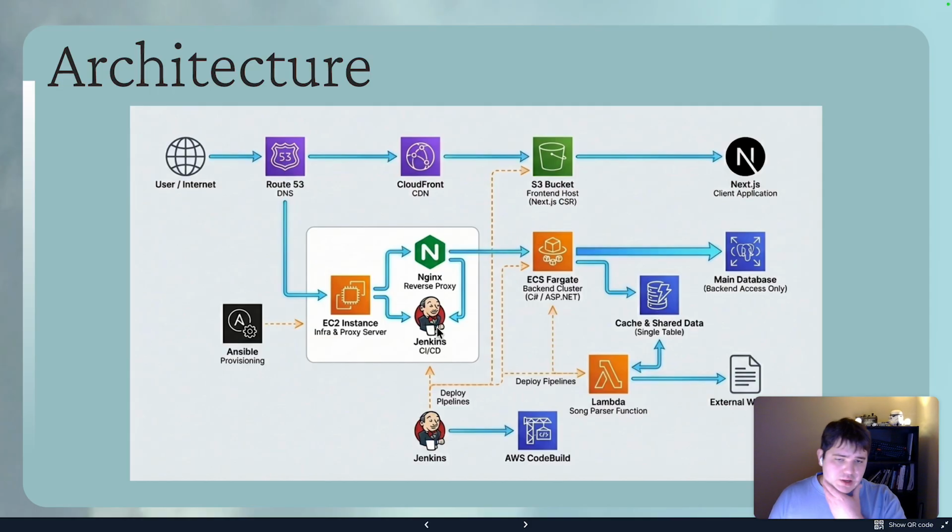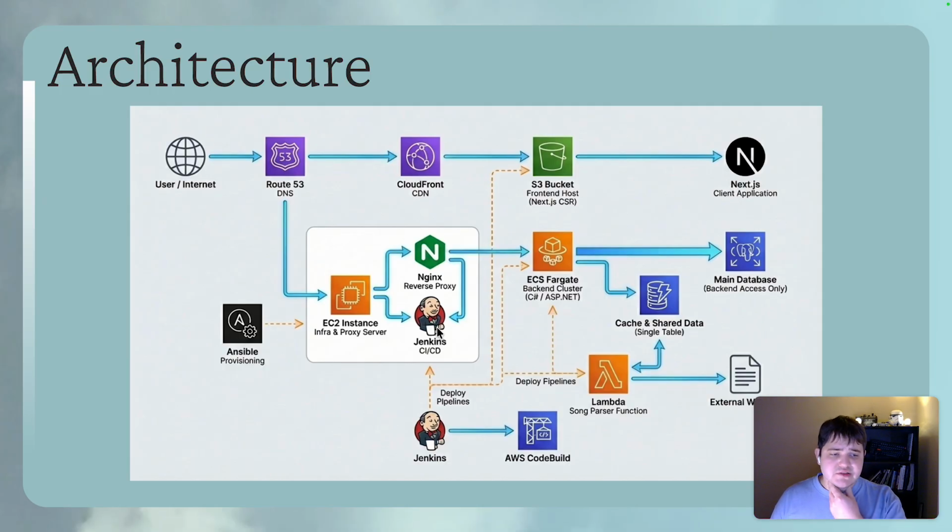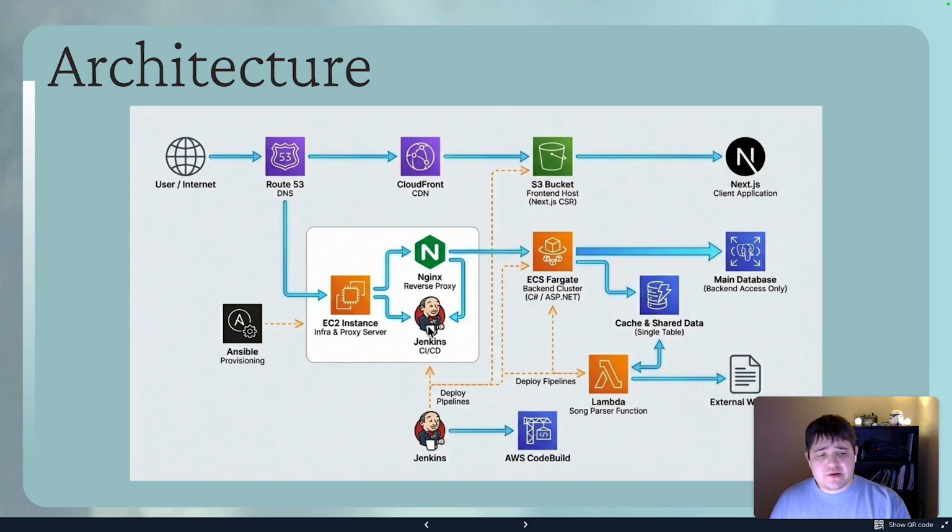Jenkins listens to the GitHub repository, and when there are updates, it runs either the backend job, frontend, or Lambda. I use the cheapest EC2 instance, so it's unable to build the backend on the EC2 instance. So I use AWS CodeBuild, and then Jenkins just puts this image to the container registry, and then it goes to the ECS cluster.